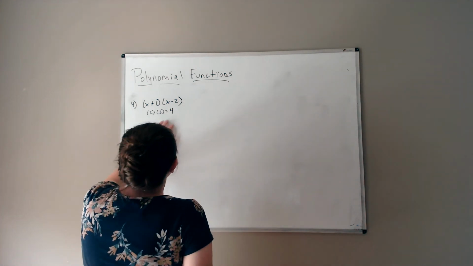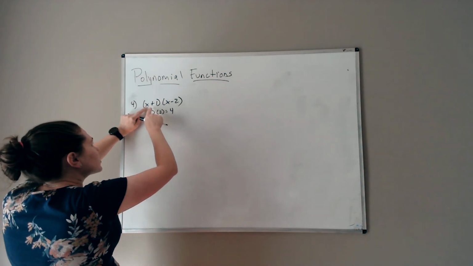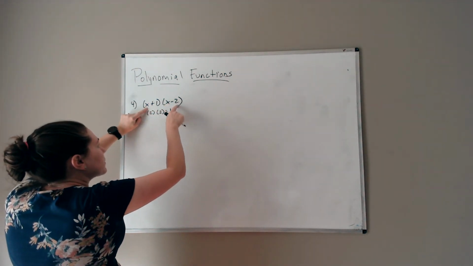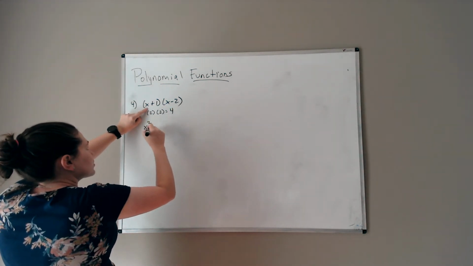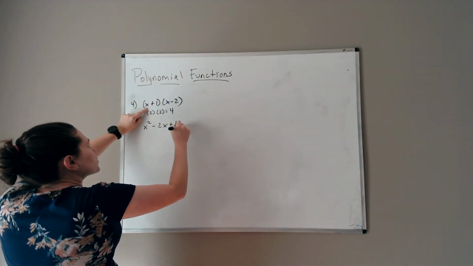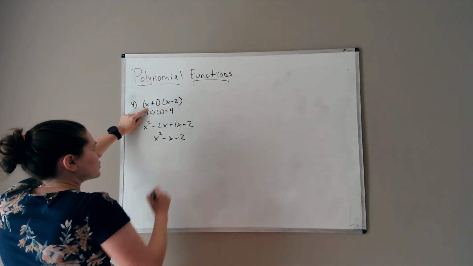So if you don't need a visualization and you can just do what I said, make sure the first term gets multiplied by every term in the second, and make sure the second term gets multiplied by every term in the second. You'd have x squared minus 2x plus 1x minus 2, then simplify: x squared minus x minus 2.